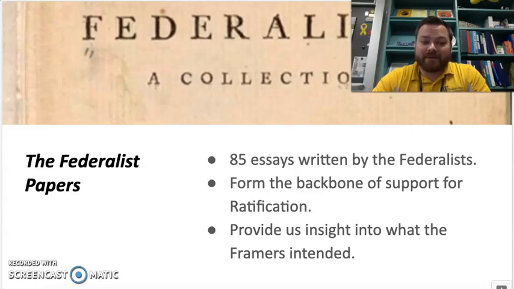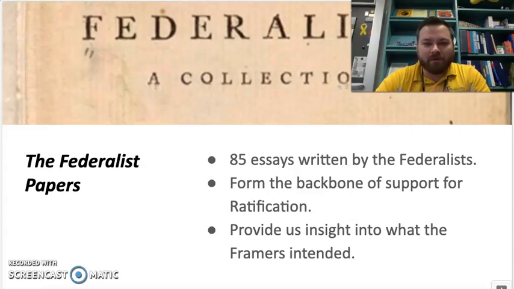They're a sales pitch. They are not written dispassionately. They are not written from a neutral point of view or a moderate point of view. They are written, especially the ones by Alexander Hamilton, to be persuasive essays. They have a viewpoint, and they're trying to convince you of the viewpoint.